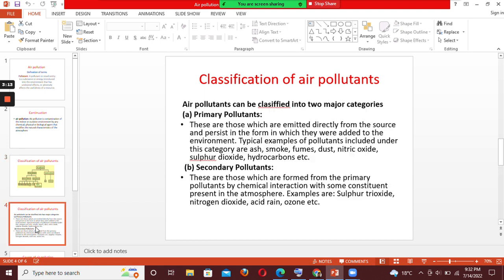Then, we said primary pollutants are the pollutants which are emitted directly from the source and persist in the form in which they were added to the environment. Typical examples under this category are ash, smoke, fumes, dust, nitric acid, sulfur dioxide, and hydrocarbons, like methane, which is a form of hydrocarbon. Then you also have the secondary pollutants, which are formed as a result of the reaction of primary pollutants.